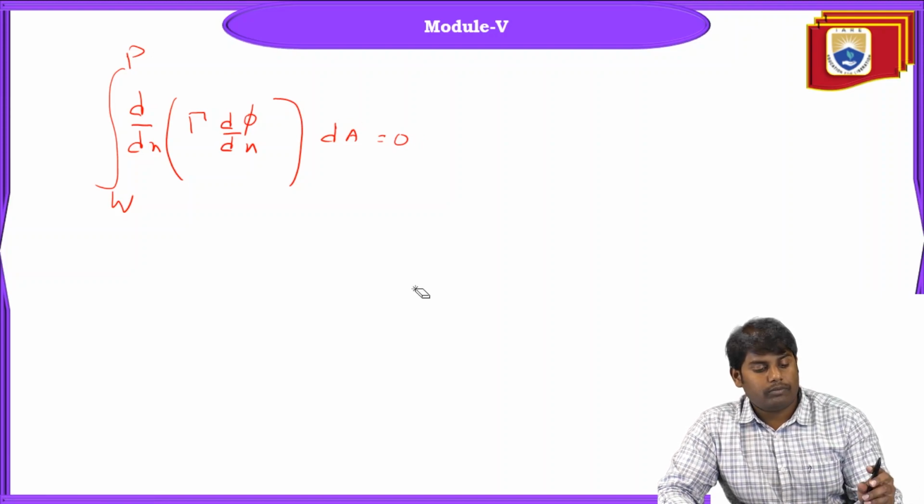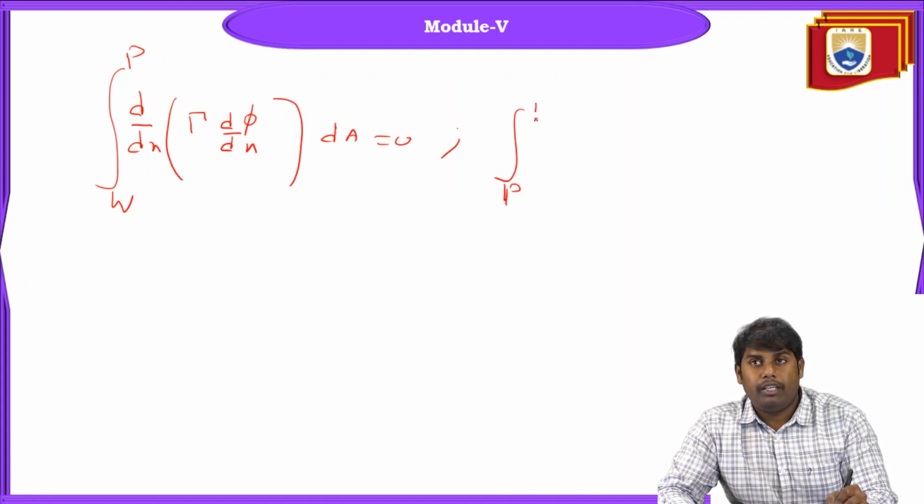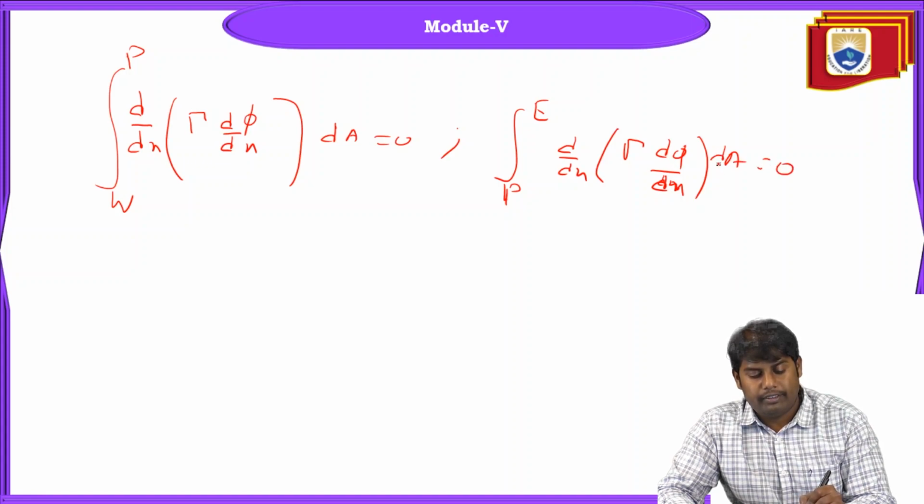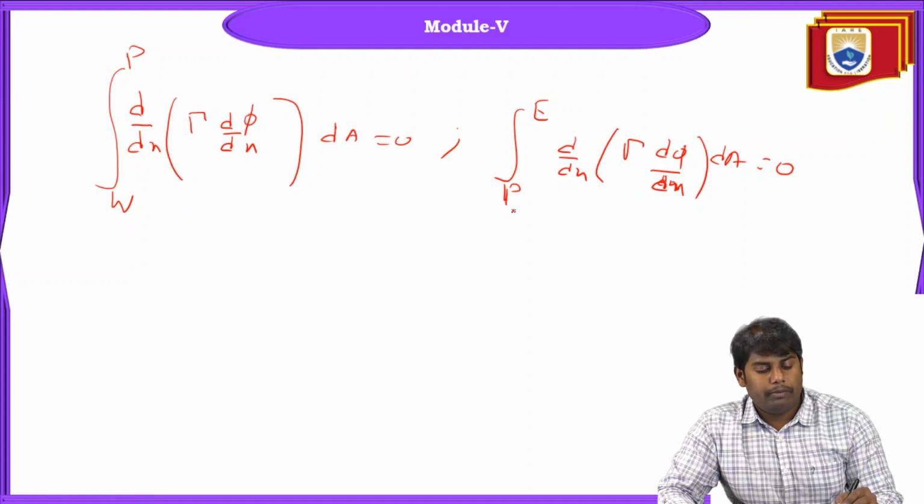Next, so this is what we have. Another thing, so we have P to E, let's say d by dx of gamma d phi by dx dA is equal to 0. So it is between W to P and it is between P to E. Okay, fine. This is what we have.